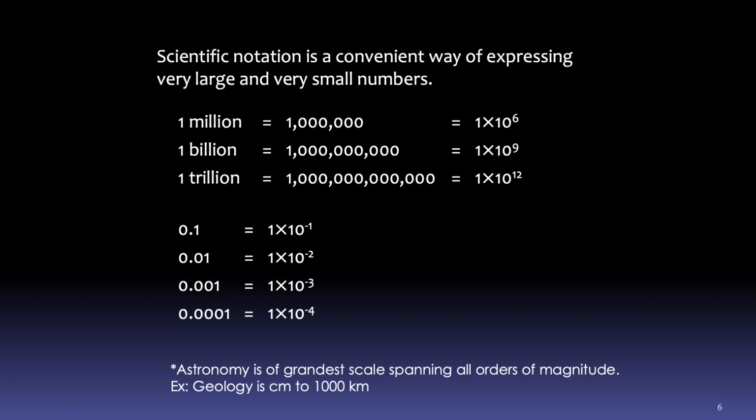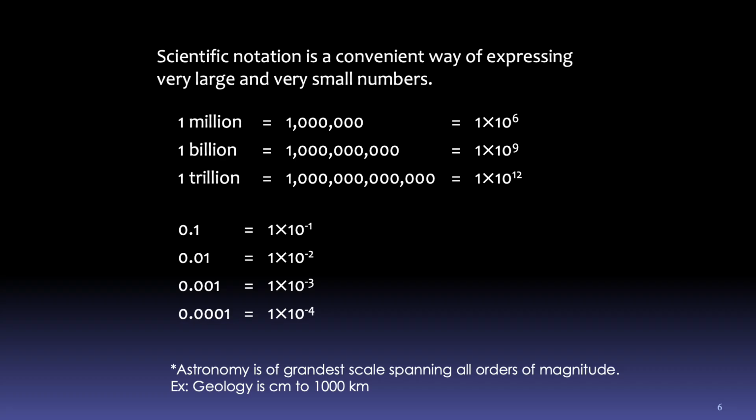Okay, so let's move on to numbers in astronomy. Scientific notation is a convenient way of expressing very large and very small numbers. This is especially true and useful for astronomy because astronomy spans the widest scales of all sciences, right? From the smallest subatomic particles that we need to study to the entire scale of the universe, right? This is the widest range of scientific numbers possible.